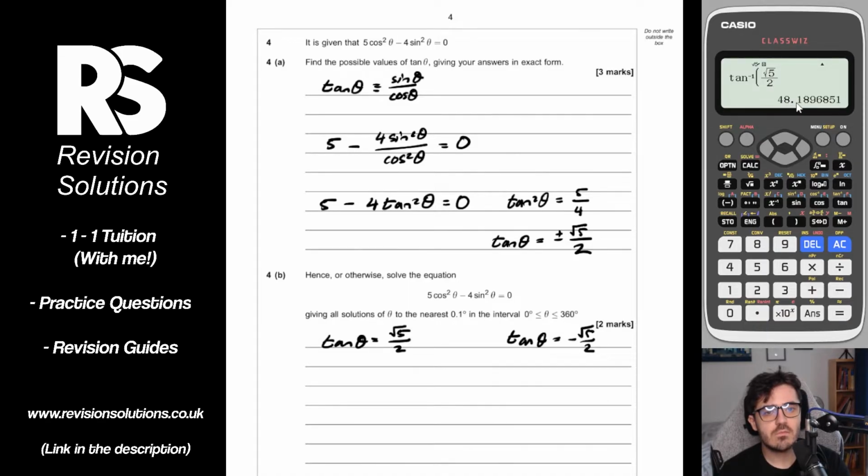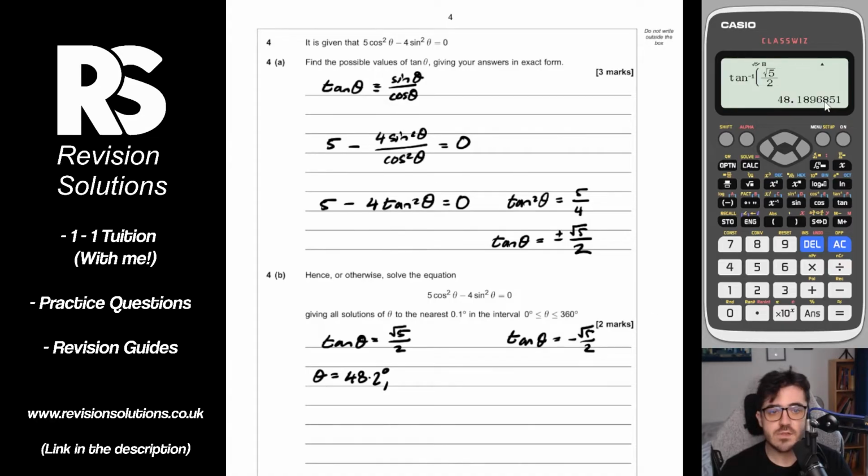That's at 48.1896. And if you draw yourself a little picture to look at what the tan graph looks like, we know all the solutions repeat every 180 degrees to get to the same point on the tan graph. So our first solution is just that, theta equals 48.189, which to the nearest 0.1 will round to 48.2 degrees.